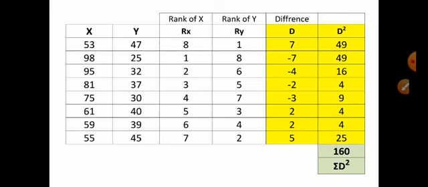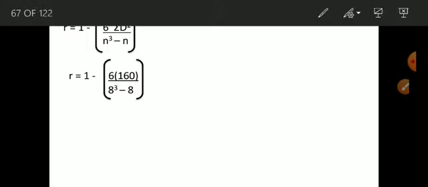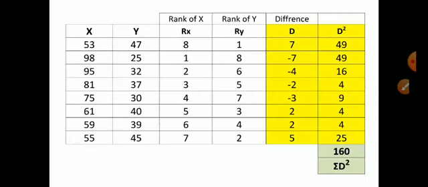Now we are going to substitute everything into the formula. It is a simple one, that is 1 minus 6 summation d squared divided by n cube minus n. We have to understand one more thing. What is the n value here? There are 8 variables in x and y. That's why the n value here is 8. 8 cube minus 8 will come. That is 1 minus 6 into 160 divided by 8 cube minus 8.